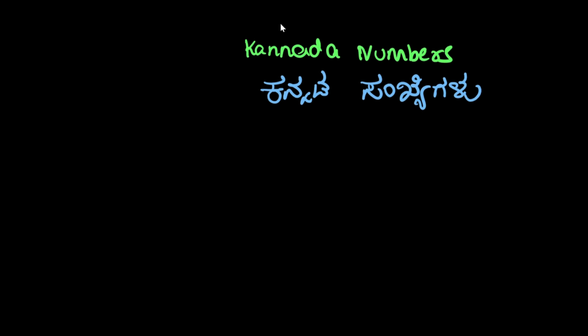Now I'll write both the number and also the name of the number, the words in Kannada and English both. The first one is 1, right? How do you write 1 in Kannada? 1 is known as Ondu. So this is how you write the Kannada number for 1.